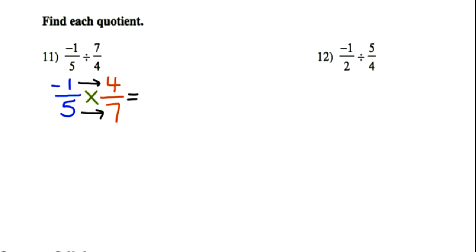So my final answer is going to be -1 times 4, which is -4. And then I have 5 times 7, which is 35. And I cannot reduce that fraction, so that is my final answer.